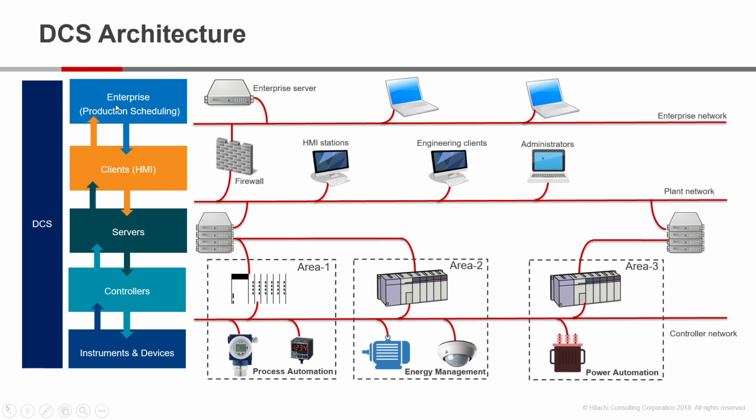And then the next layer is the enterprise layer. So you can have an enterprise server, and then your high level executives or managers can look through the essential data through their laptops. Also, ERP can be a part of this enterprise network. So your ERP can directly communicate with your DCS through all these layers, right? I hope this is clear.